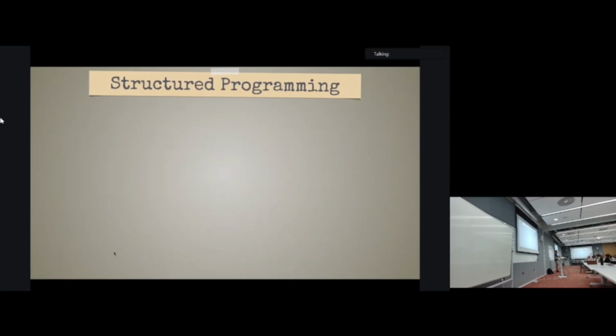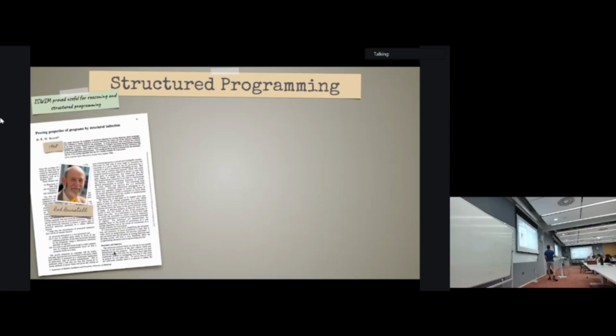about a kind of functional basis for programming. And I haven't talked too much about effects, but we'll get there. So ISWIM was useful because it was good for reasoning and structured programming. So what is structured programming? Well, again, we saw some of that this morning, where we were doing case analysis on the different constructs that we had in an expression, and the eval function was going by induction over the different terms.